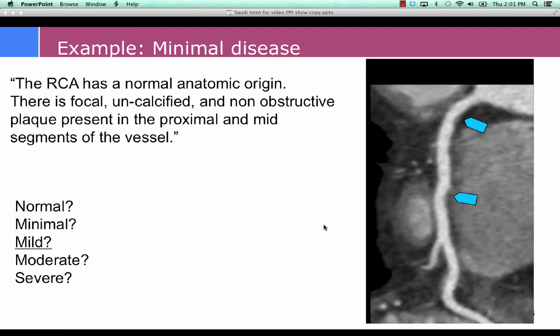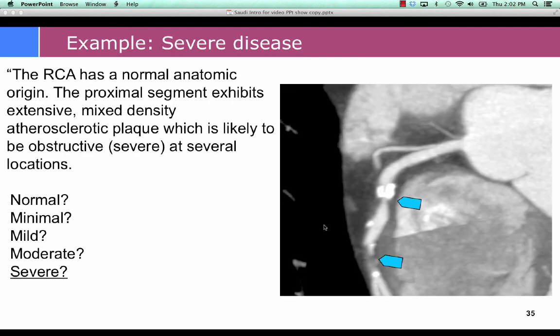I'll give you two examples and then wrap this up. Here's an example of what I would call minimal disease. It could be mild disease, that would also be correct. I don't see the vessel in its entirety on this image, but I would say that the right coronary takes a normal anatomic origin. There is focal, non-calcified, and non-obstructive plaque present in the proximal and middle segments of this vessel. So in asking the question, is this vessel normal? No. Is it minimal? Well, maybe mild.